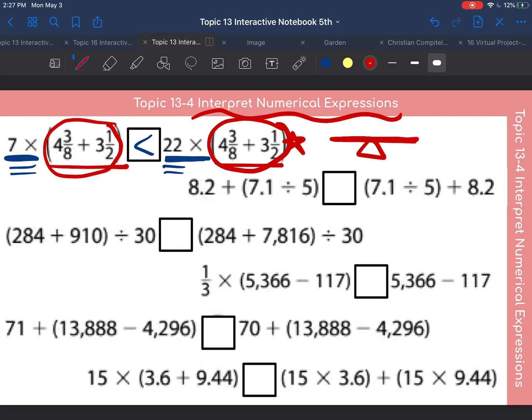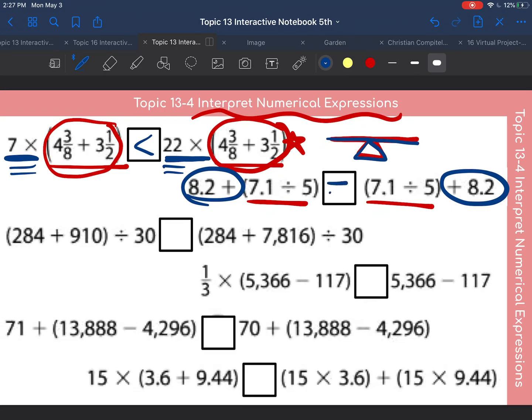So this next one, what is the same on both of these expressions? They both have 7 1/10 divided by 5. Okay, and then what's happening to each side of the expression? Well, both of them are adding 8 2/10. Now, again, it doesn't matter what side 8 2/10 is on because that's the commutative property. It can switch back and forth. So, if the same thing is happening, our little balance is still the same. So, they are equal.